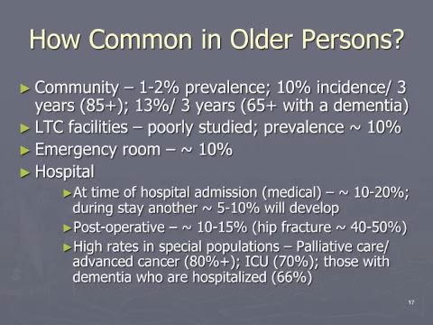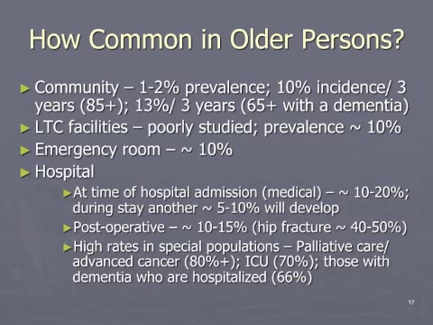If you look at long-term care facilities, it's been poorly studied, but overall the prevalence is felt to be about 10%. Prevalence means if you go around on one day and saw 100 people, you'd find about 10 having evidence of delirium. Emergency room at presentation, about 10%. In the hospital, at the time of admission, 10 to 20% of older people will have a delirium, and during their stay, another 5 to 10% would develop delirium on medical units.